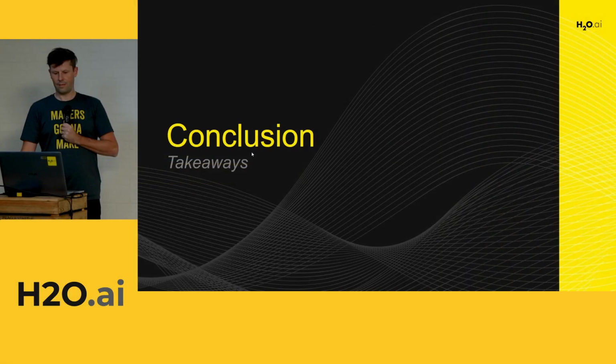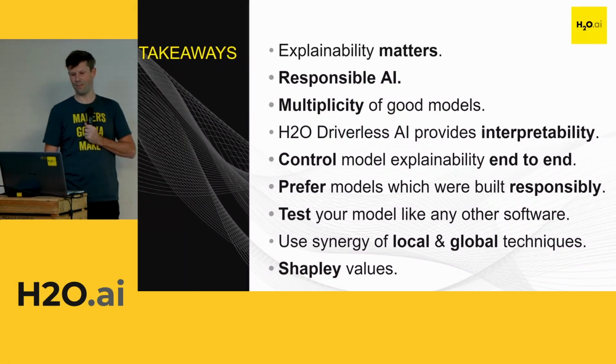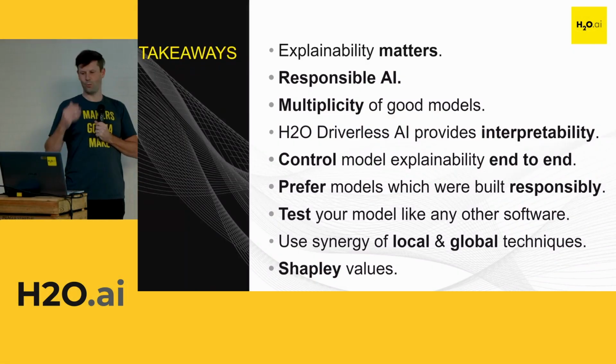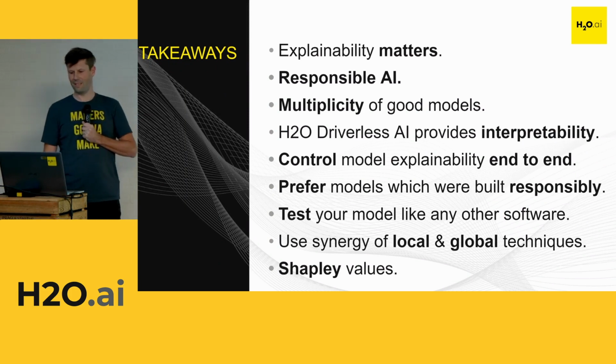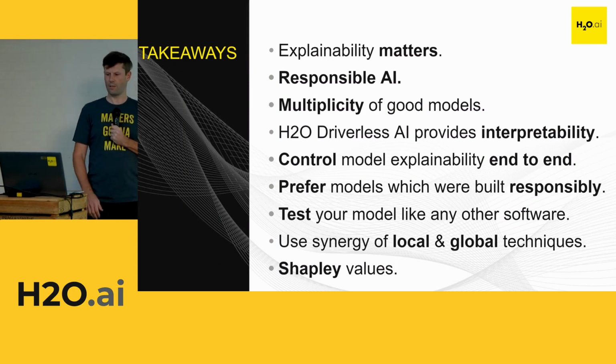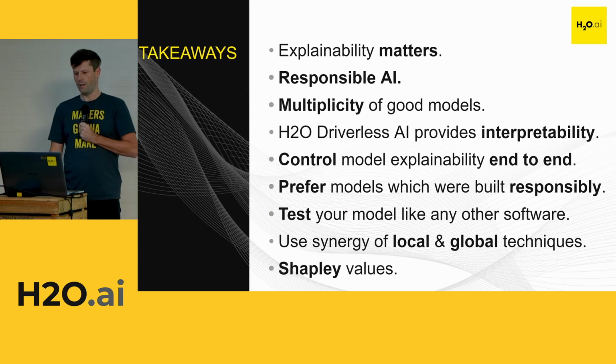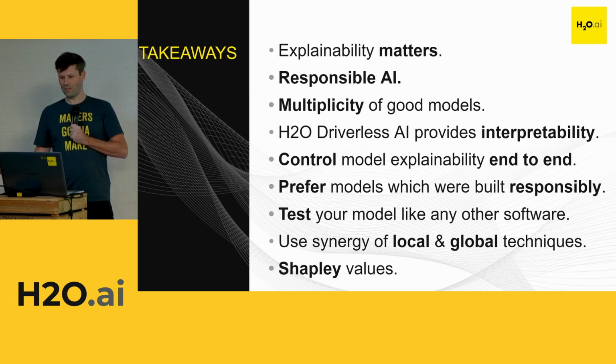Yeah, and that's it. Here are some takeaways. What I wanted to present today is that explainability matters, that there is a concept of responsible AI, which is like a holistic view on how to build models responsibly. There is something like multiplicity of good models where explainability may help. H2O Driverless AI provides interpretability and explainability. You should control that end to end. You should think about it from the beginning when you are building a new model. You should prefer models which were built responsibly.